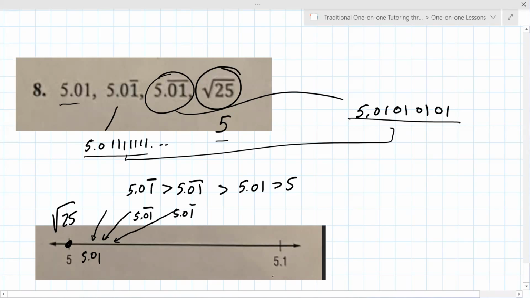Because if you were to break this up, right in the middle would be 5.05. And these are all 5.01. So they're all over in this area, which is why we're putting arrows to point to it. Oh, okay.